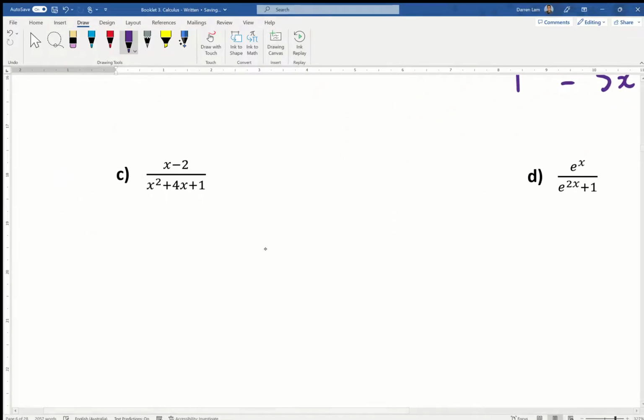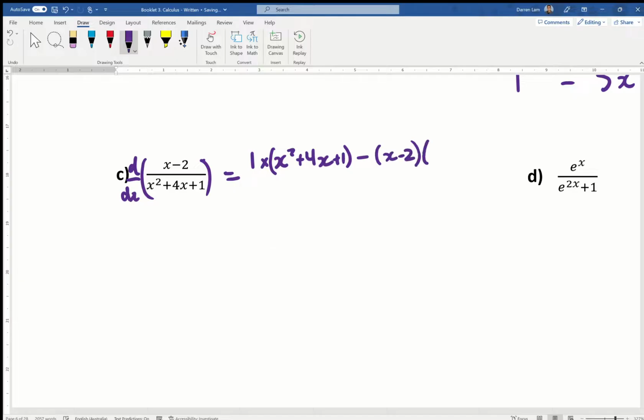I'm going to be a bit lazy and just write d bracket dx in front of that. And I'm going to apply my quotient rule. So quotient, remember the order does matter. That equals, we're going to derive the top function, so that's just going to be 1. And I multiply that by the bottom function, so x squared plus 4x plus 1. And then I'm going to subtract the original top function, multiply the derivative of the bottom one.